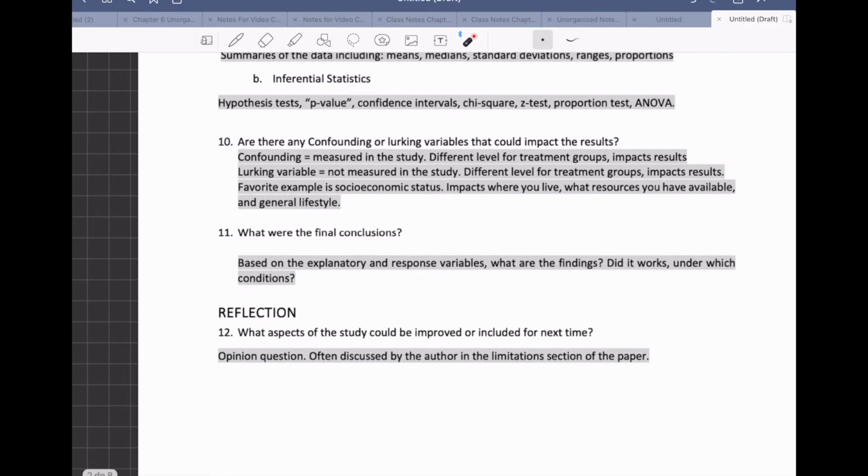Number 10, what were the final conclusions? Fortunately, many studies have the conclusions from the authors of the study, so you can find that quickly most of the time. Reflection: what aspects of the study could be improved or included for the next time? That's going to be your personal opinion, right? And if you have more experience, it can be considered more like a professional opinion. All right.